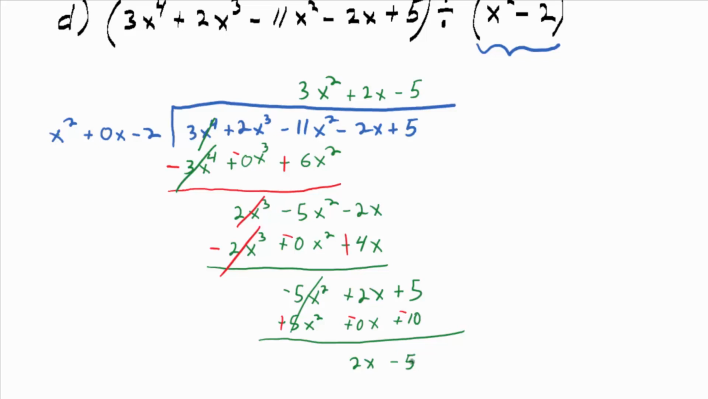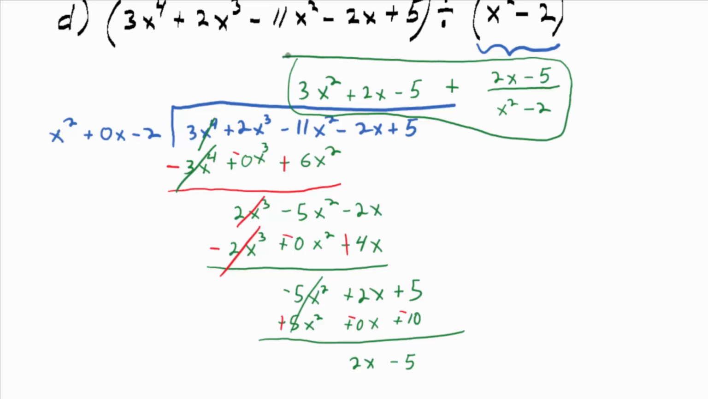Nope. So how could you write the final answer then? You could take this quotient. What's the remainder turn out to be? So I'm going to put that 2x minus 5 over. Well, yeah, we could just leave off the 0x now. So then that division in fraction form is equal to this: 3x squared plus 2x minus 5 plus the quantity 2x minus 5 over the quantity x squared minus 2.